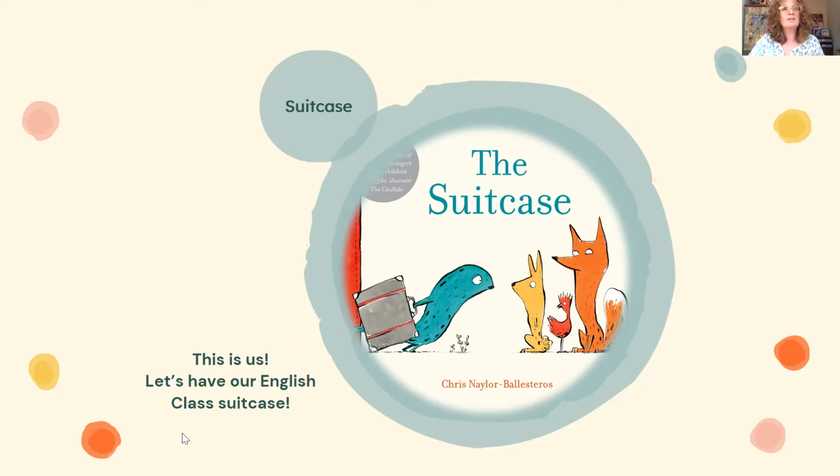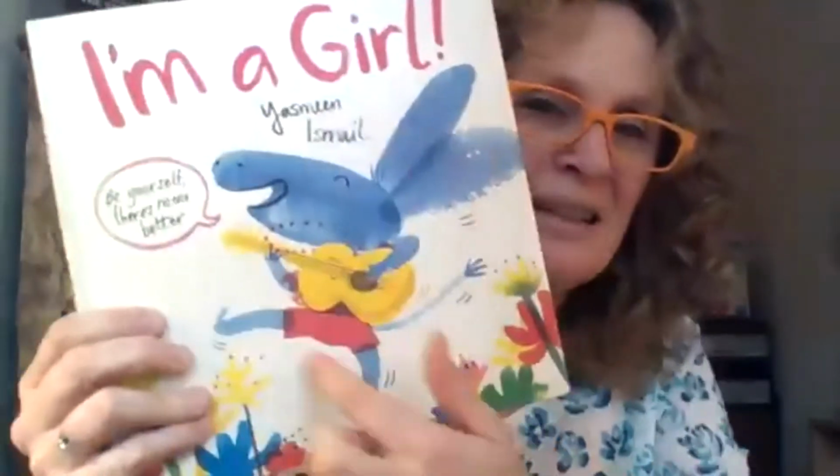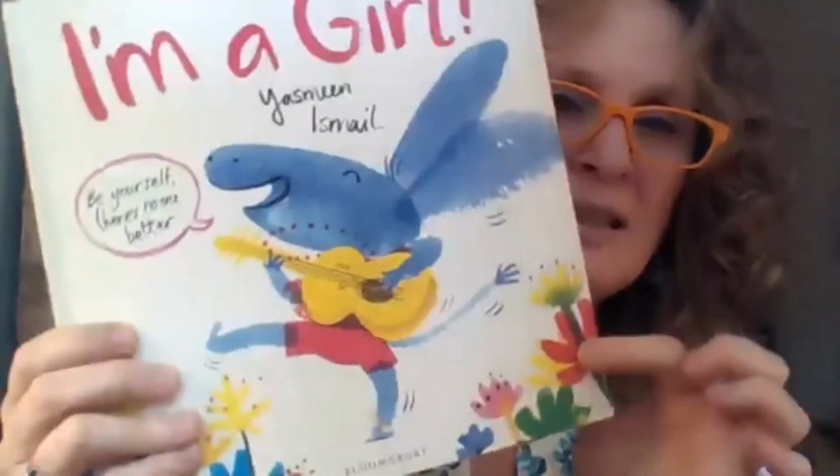The last book I would like to share with you is by Jasmine Ismail. I have it here. I'm a Girl. I find this book very powerful, and I will show the book first, and then I will tell you the activity we thought of for this. And in this book, I'm a Girl, we have this creature who says she is a girl. However, whatever she does, all along, all the others say that she's a boy. And so she reacts to that, right?